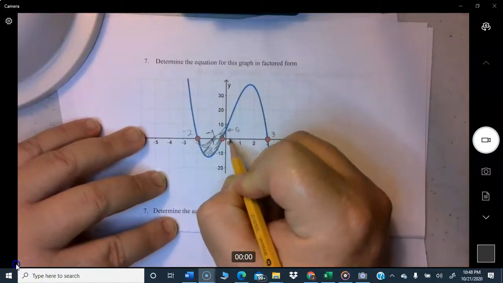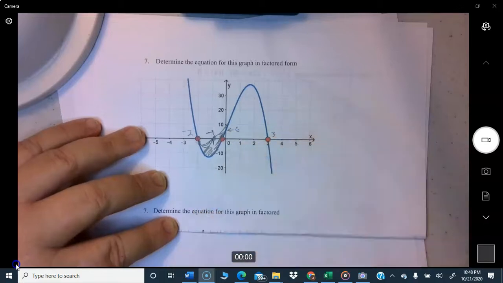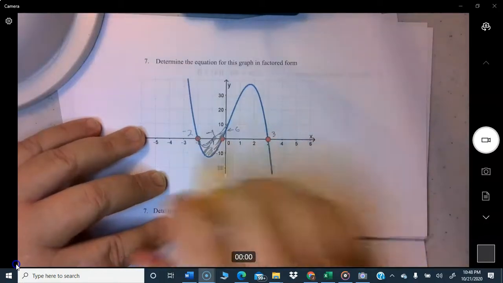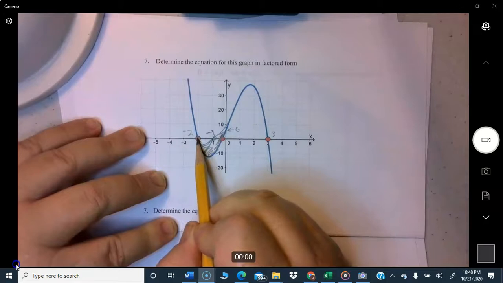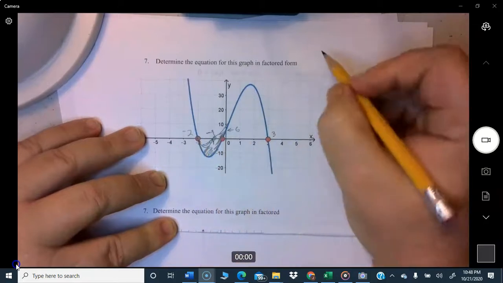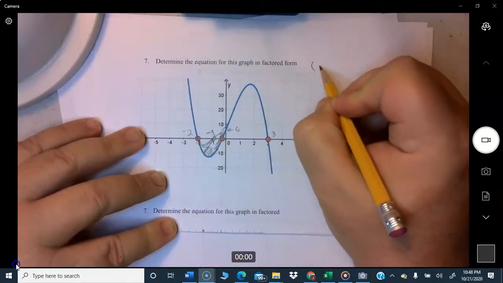The y-intercept is going to be at 6. You can see it's somewhere between 0 and 10, and we're going to call it 6. Okay, so we have our three roots, -2, -1, and 3. So we can go ahead and write three factors right away.